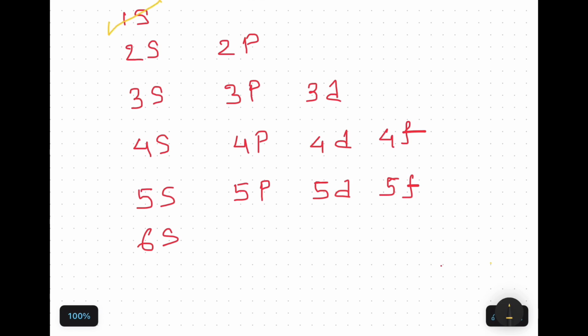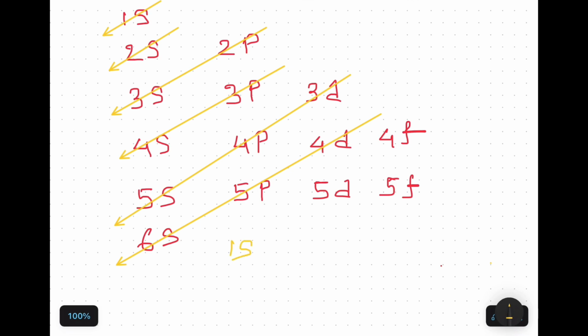So this is the first arrow passing through 1s, then 2s, then it will be 2p and 3s, then 3p and 4s, then 3d, 4p and 5s, then 4d, 5p and 6s. So you can see it is the same order that I showed you.